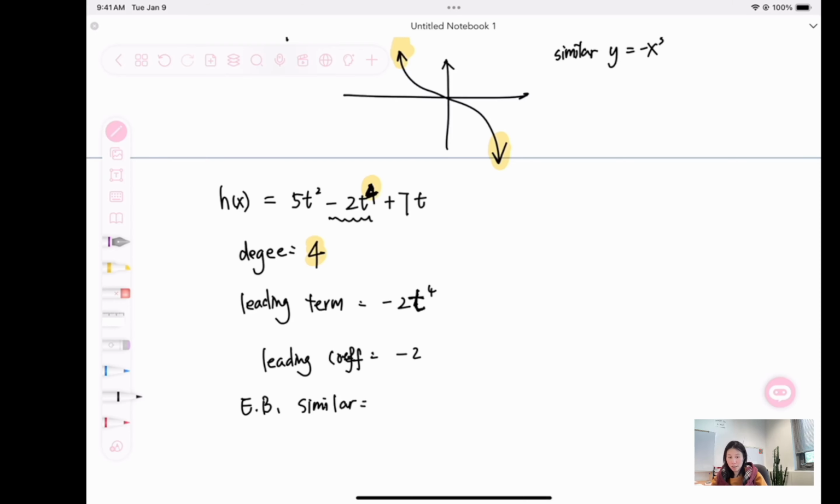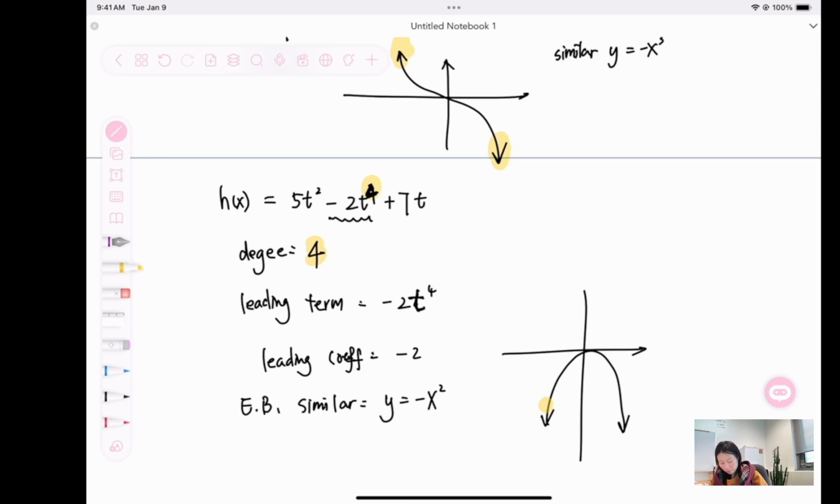So the end behavior will be similar to what? Well, since this is an even number, it's going to be similar to x squared. And the leading coefficient is negative, so it's going to be similar to negative x squared. It will be an upside down parabola. And here, these two parts are the end behavior. As x goes to the left, y goes down. As x goes to the right, y goes down. You look at where the arrows go.